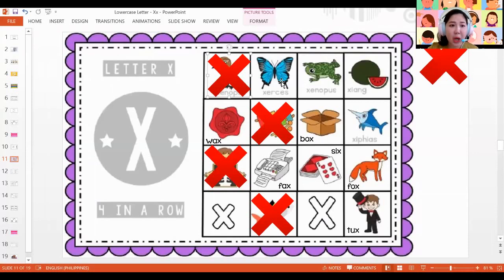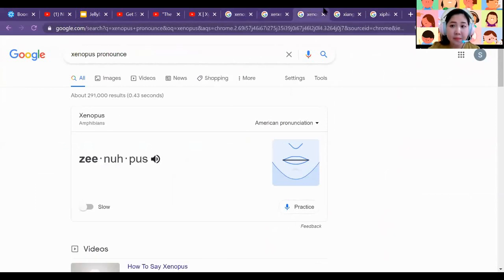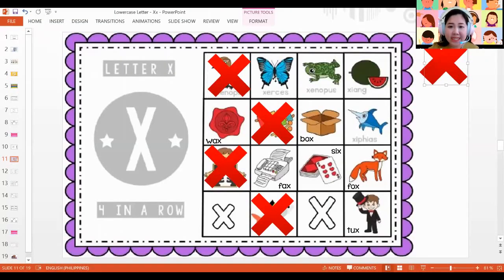Now for the next one, we have this blue butterfly. This blue butterfly also has a name that starts with the letter X. So let's listen to how we pronounce that word. Okay, let's listen to how you pronounce the name of the butterfly. Xerxes. Xerxes. Let's listen to that again. Xerxes. Xerxes. So let's go back to our bingo mat and let's cover Xerxes. That is the name of the butterfly.